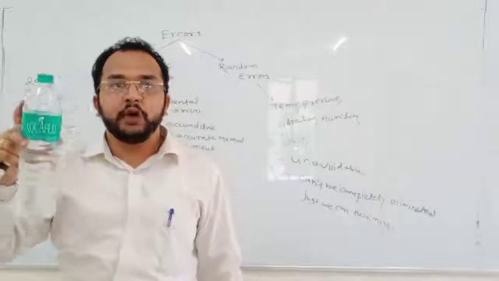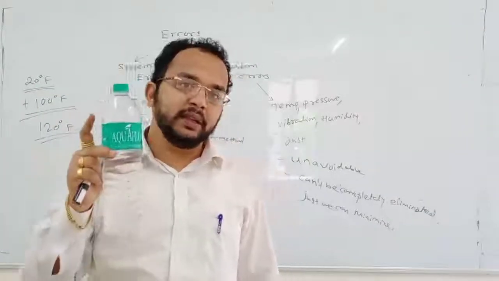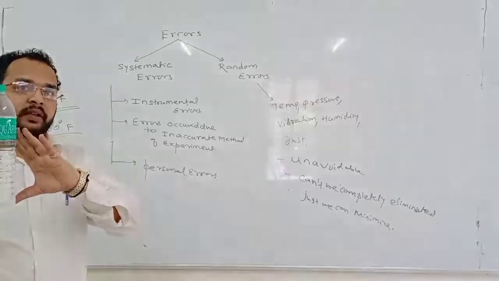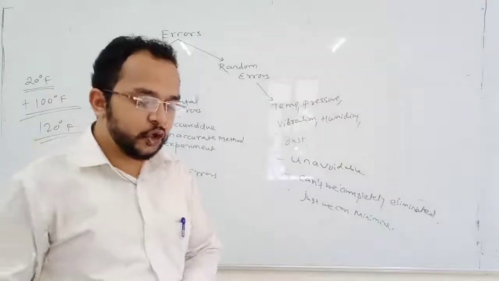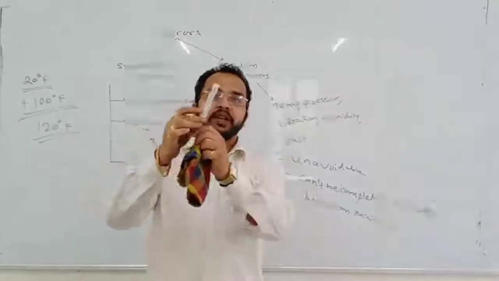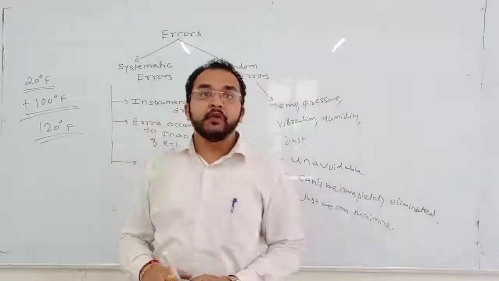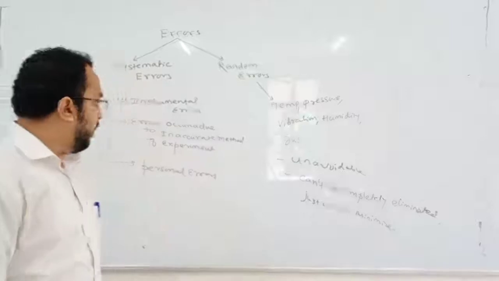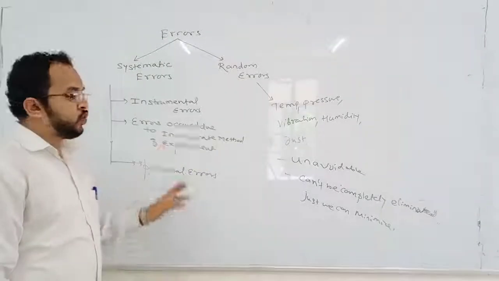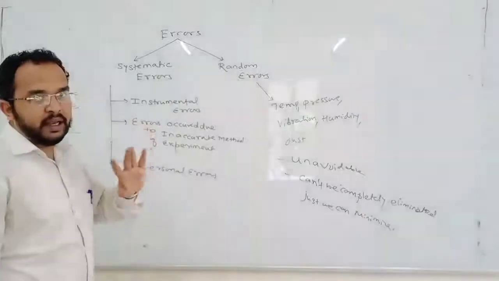So this is inaccurate method. You have to hold vertically, okay, then only you will get the correct reading. If you hold the test tube in inclined position, you will get more reading, and which is inaccurate. And this error was due to inaccurate method of experiment. So this is also you can eliminate.